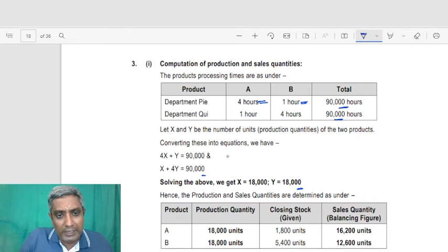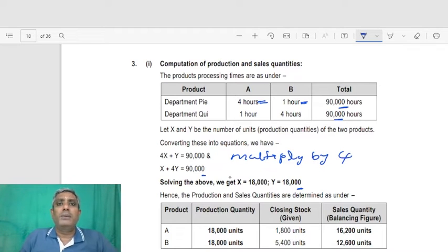What you have to do is multiply any one equation by 4. Then the solving of the equations will be easy. So if you multiply this one by 4, solving will be very easy. You solve it, and we will get the answer x and y as 18,000 and 18,000. This is the number of production units made in A and B. Now production quantity has arrived, closing stock is already available, so the balancing figure is your sales quantity. Am I clear? Great going, students.